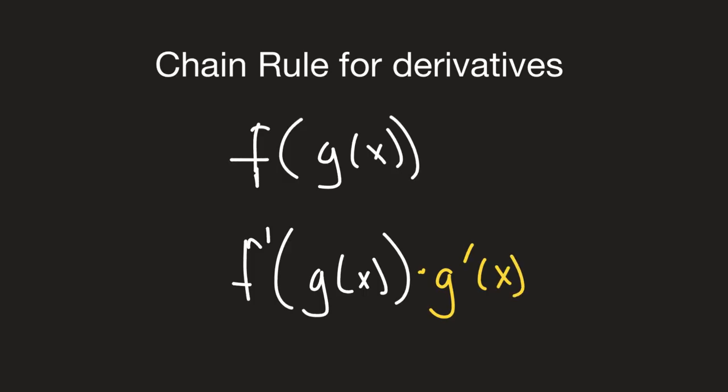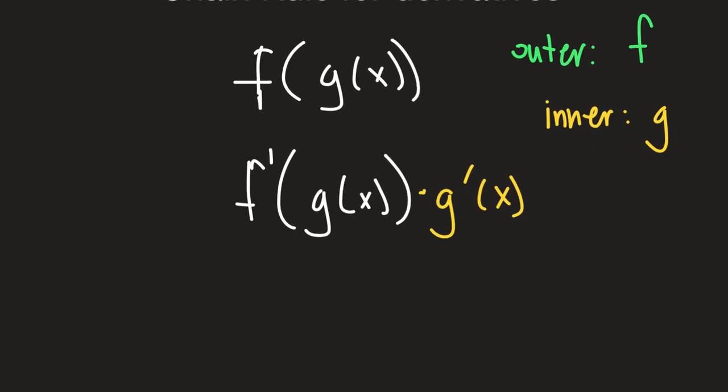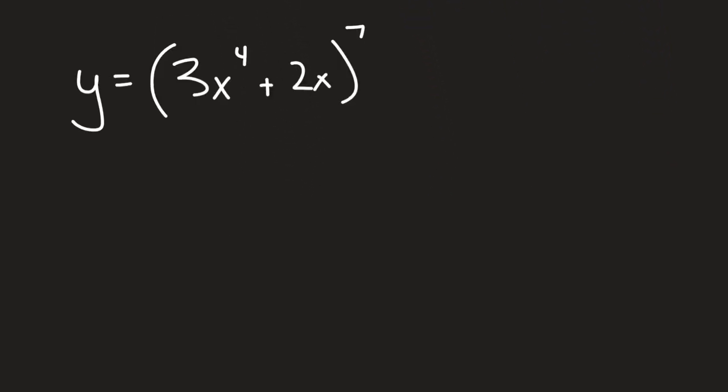Okay, so what we're going to do in this video is identify what our outer function is that we take the derivative of first, and then identify what the inner function is. In this case, our inner function is g. We're going to hopefully become familiar with what equations need a chain rule derivative and what functions do not. So I'm going to make up some random ones here for us to look at.